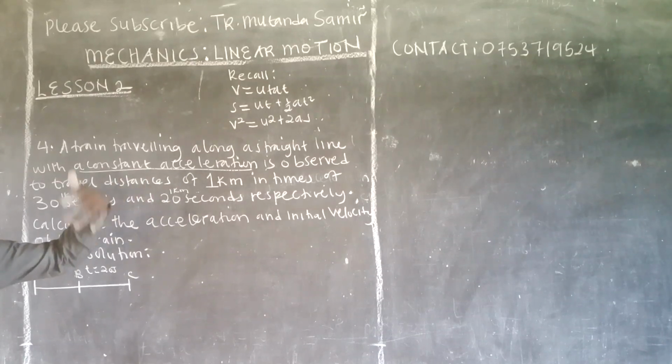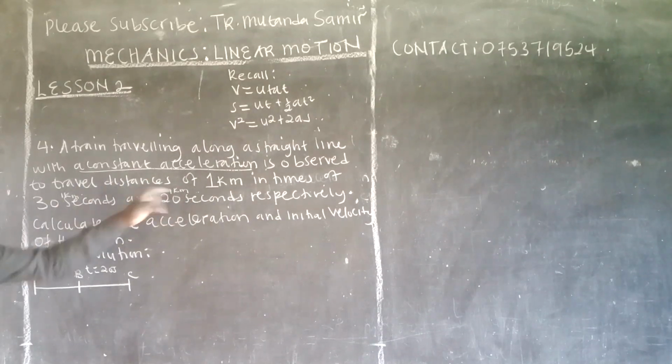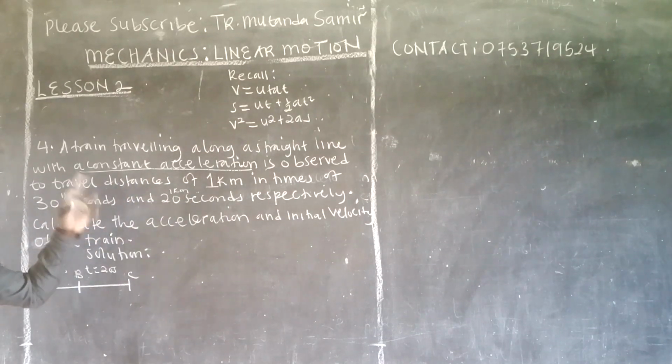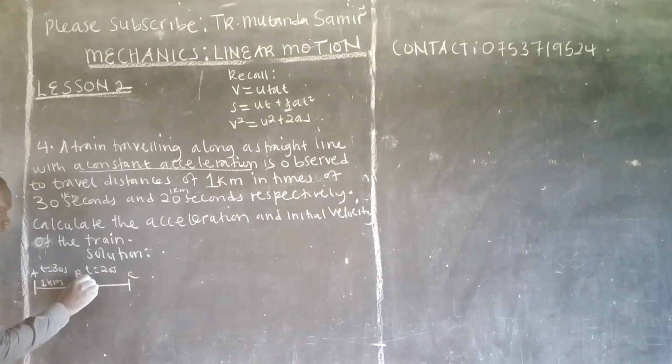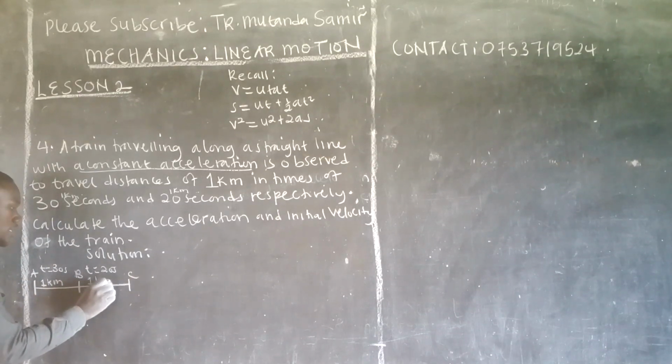Distance of 1 kilometer in times. This now means that in 30 seconds it covered 1 kilometer, and even in 20 seconds it covered 1 kilometer. Okay, so it means that here it covered 1 kilometer as well. Even here it covered 1 kilometer.